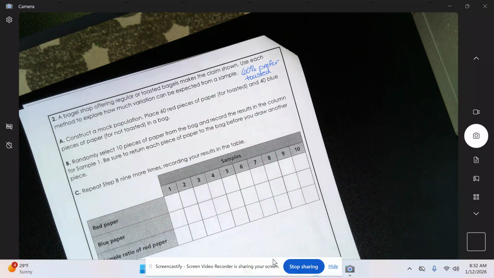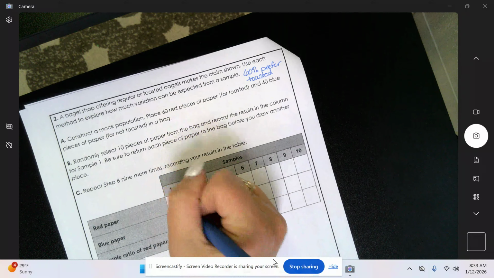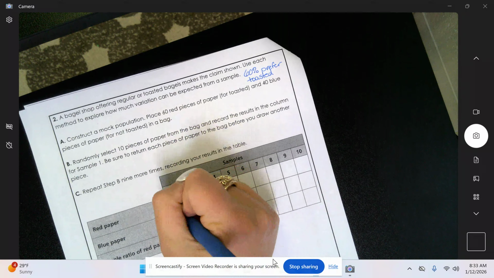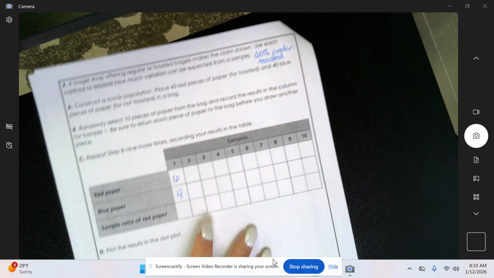Sample 1. Who is sample 1? You guys over here. So y'all are going to now take their samples and record it on your sheet. Okay? So, Jacob James, how many red pieces did you pull? 6 red. And how many blue? 4.